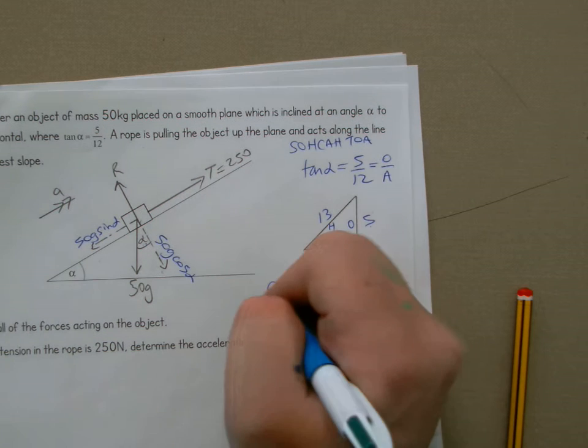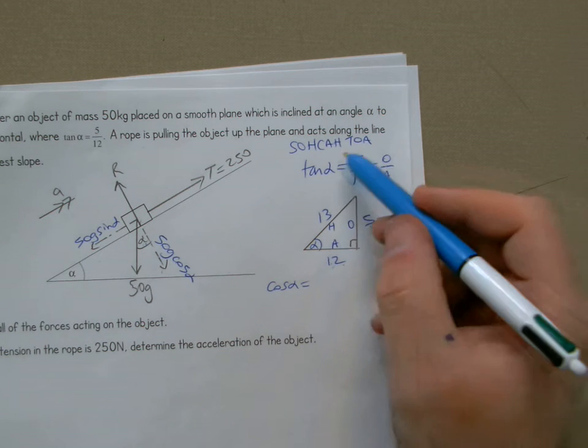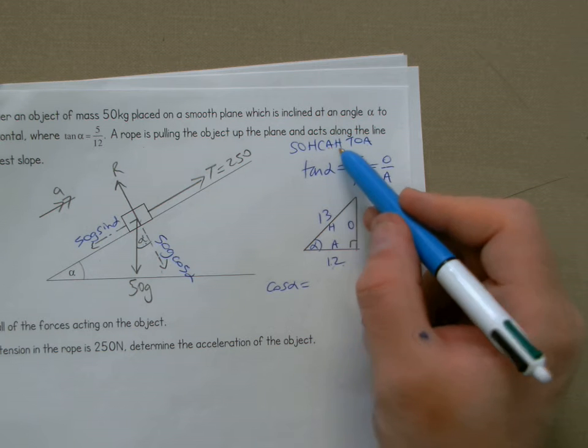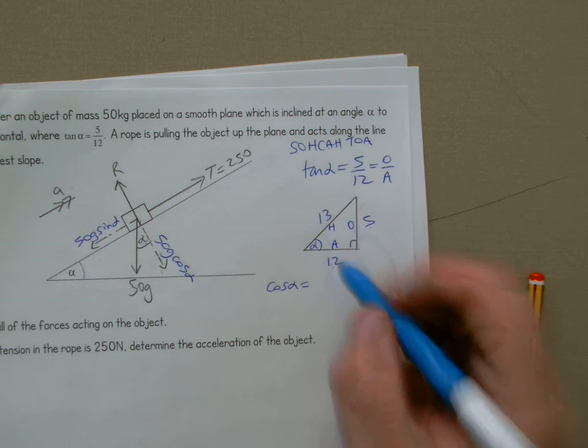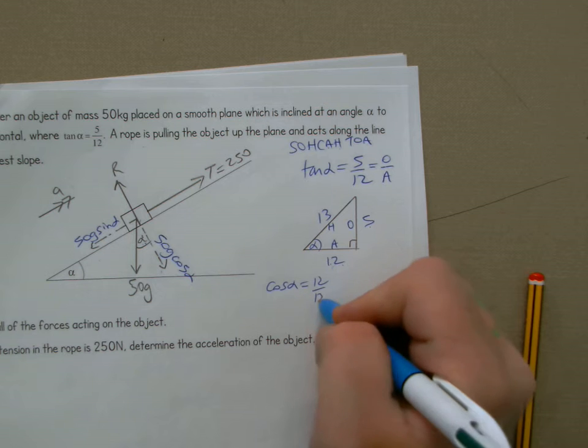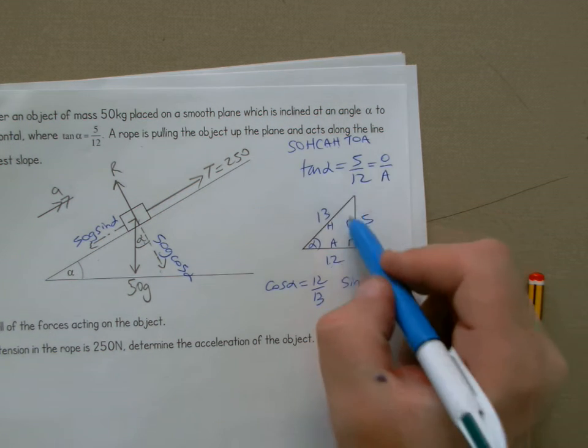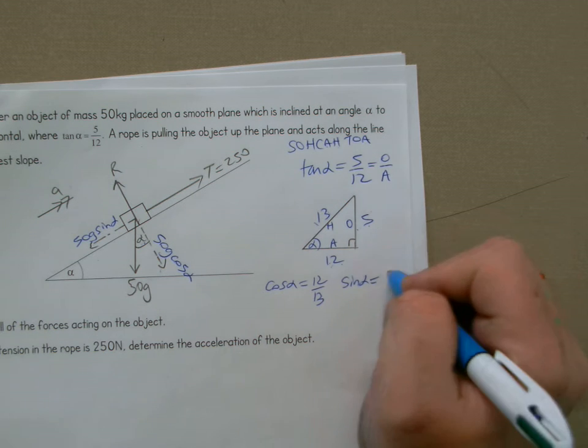And what's good about that is we can use it then to work out cos alpha, sine alpha. Because if you think about it, cos alpha, using SOHCAHTOA, well, cos is CAH, so adjacent over hypotenuse, so it'll be 12/13. And sine alpha will be opposite over hypotenuse, 5/13.